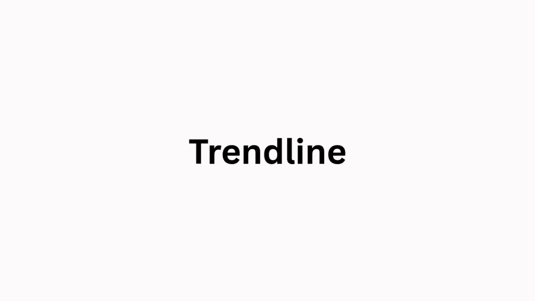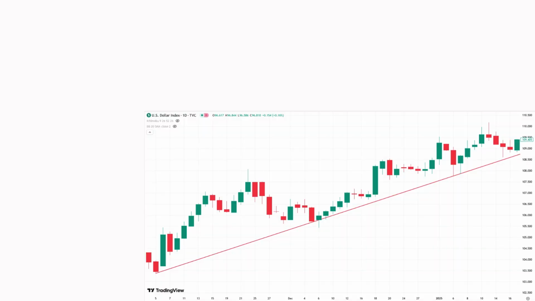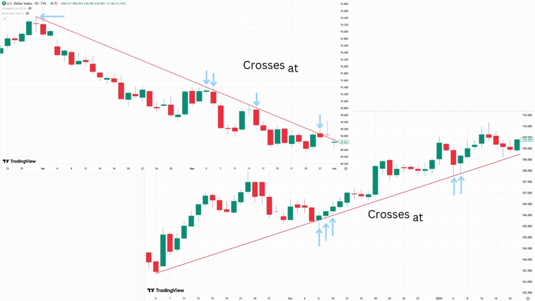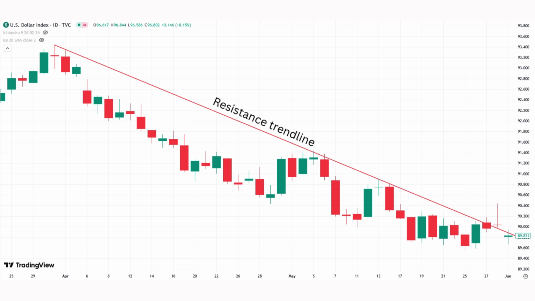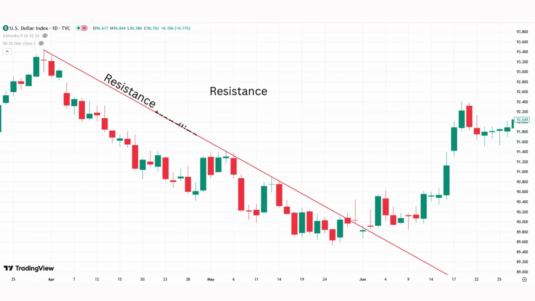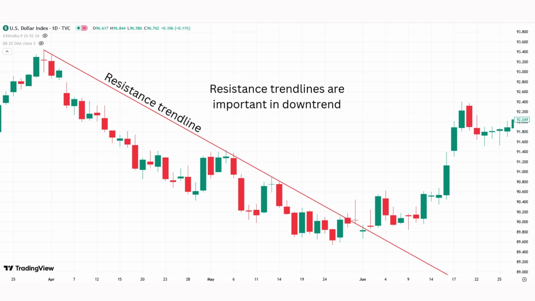Another popular method in identifying support and resistance is using a trend line. A trend line is a straight line, whether upward sloping or downward sloping, that crosses at least two lows or highs, the more the better. A trend line that crosses the lows is called a support trend line, and if it crosses the highs, it's a resistance trend line. In a downtrend, the resistance trend line is more important and is used to identify breakouts, which signals a potential change from a bearish trend to a bullish trend.